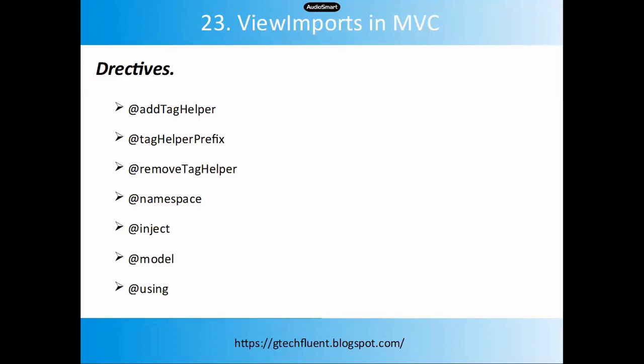We already used the @model directive in our previous videos to display information from the model and list out the student information. The @using directive is basically used to include common namespaces globally, so that we don't have to include namespaces in each and every view page. So let's switch to Visual Studio and understand view imports with an example.